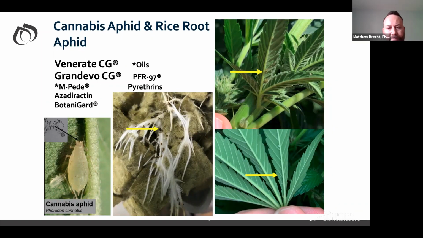So next slide, please. I have one thing to add on the root aphids. I've heard from some pest control advisors in the cannabis world.